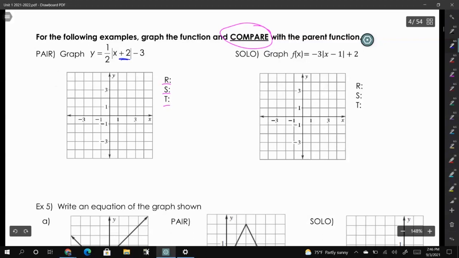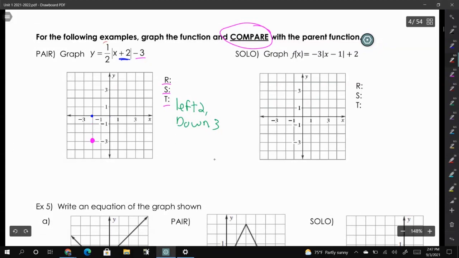How I like to start these problems is to graph the vertex first. We see +2 on the inside. That means we're going to be shifted left 2. And -3, so we're going to be shifted down 3. There is my vertex. And if you want, you could write for the translation that we are left 2 and down 3. Or you can wait until we're done graphing and write this stuff down.